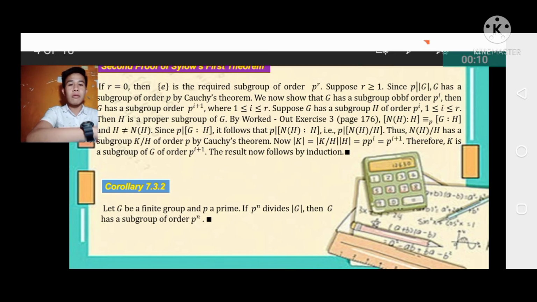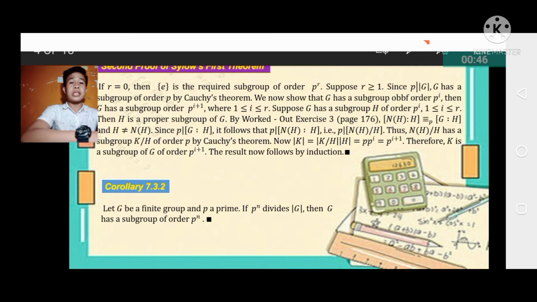So let us move on to Corollary 7.3.2. This corollary is derived from Sylow's first theorem. Let G be a finite group and p a prime. If p to the raised of n divides the order of the group G, then G has a subgroup of order p to the raised of n. So this is true.